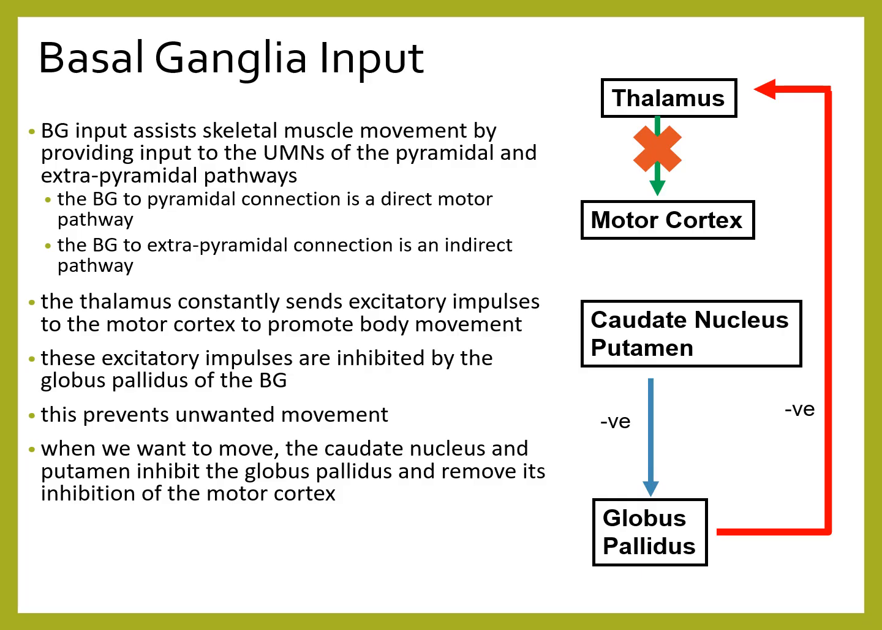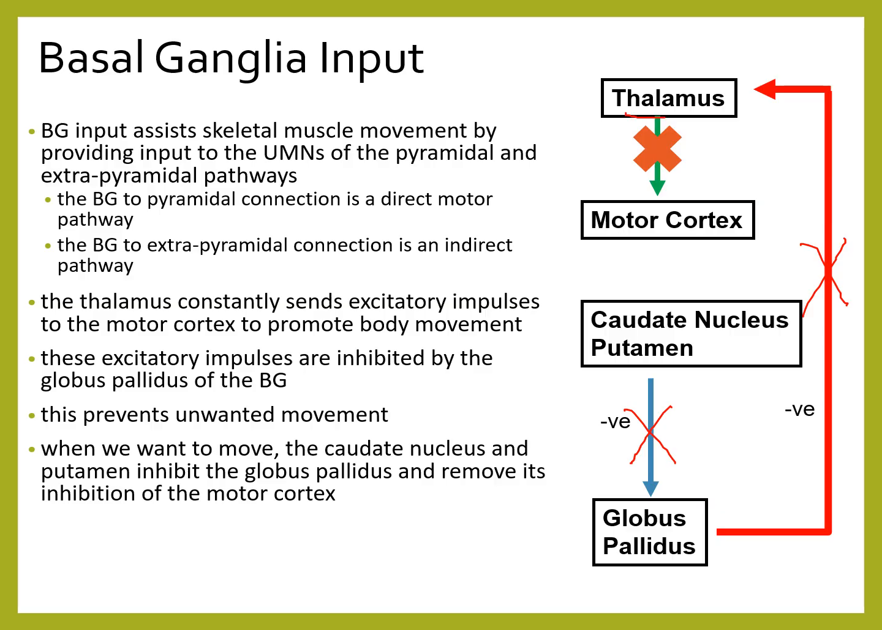However, when we do actually want to move, we've got to get rid of this negative influence. And this is where the other parts of the basal ganglia come into play. The caudate nucleus and putamen will then negatively inhibit the globus pallidus. So they shut off the globus pallidus, and in doing so, they shut off the negative influence the globus pallidus has on the motor cortex.